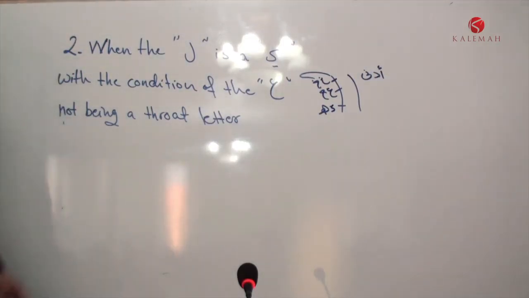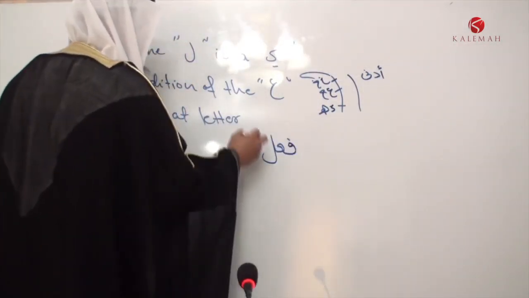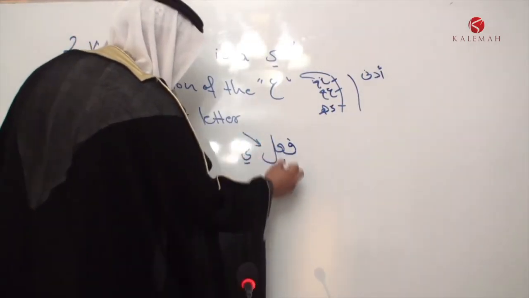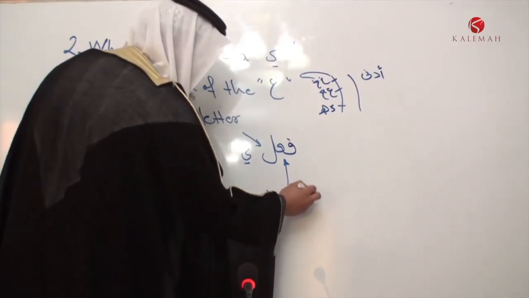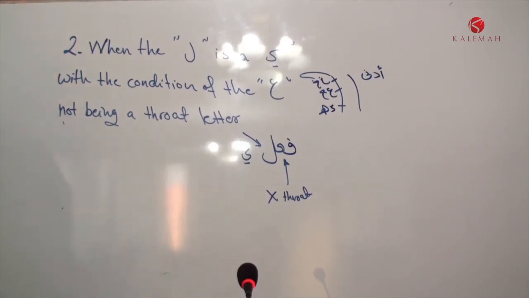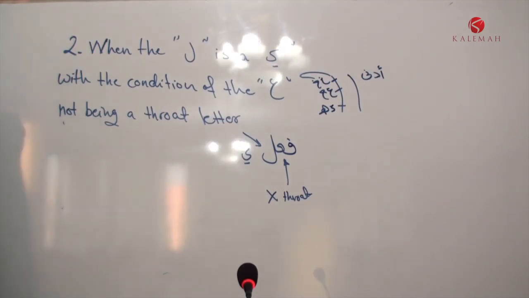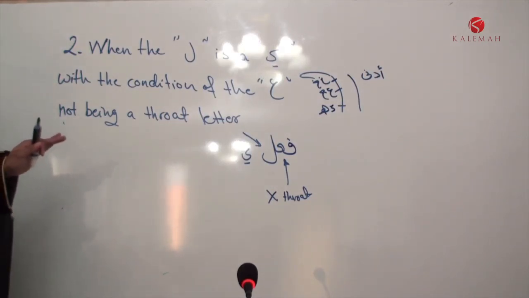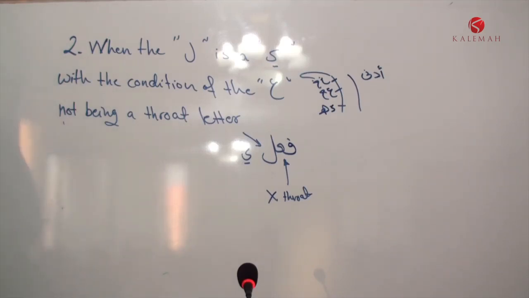Alright. So when the lam is a ya, with the fa, the ain and the lam, with the condition that this ain is not one of the throat letters, then it belongs to chapter two, which is fa'ala yaf'ilu. Clear? Is the general principle clear? Any confusion?